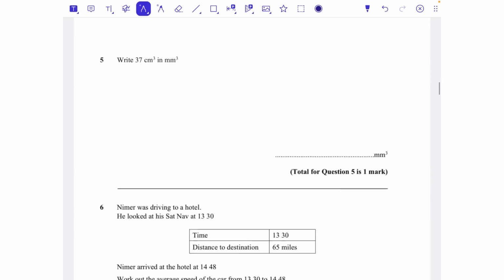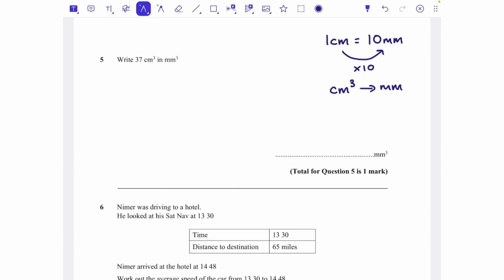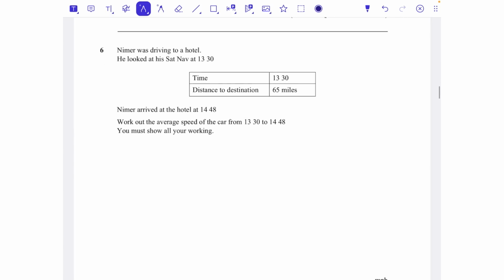Question number 5. Write 37 centimetres cubed in millimetres cubed. 1 centimetre is equal to 10 millimetres. So normally, if I'm going from centimetres to millimetres, I would times by 10. But I'm not going from centimetres to millimetres, I'm doing centimetres cubed to millimetres cubed. In which case, I need to times by 10 cubed, which means times by 10, times by 10, times by 10. So it's not going to be 37, we need to times by 10, times by 10, times by 10. So the answer is 37,000.